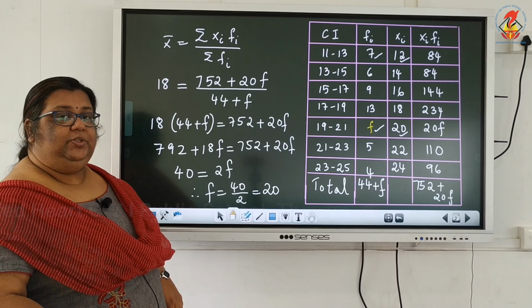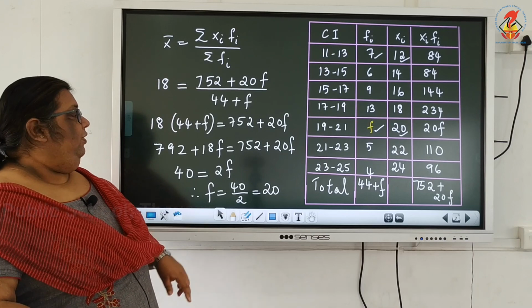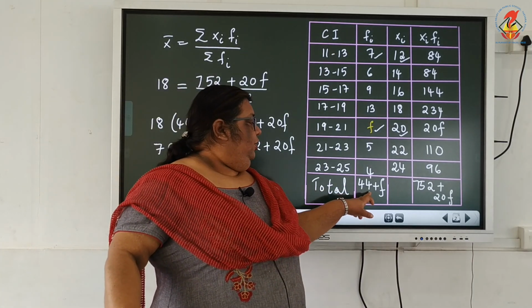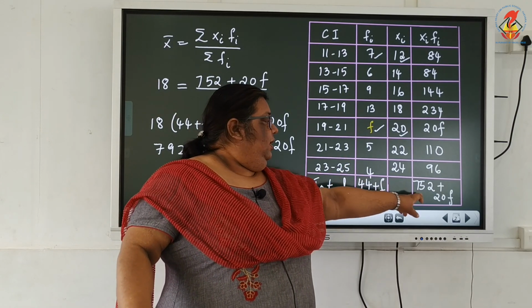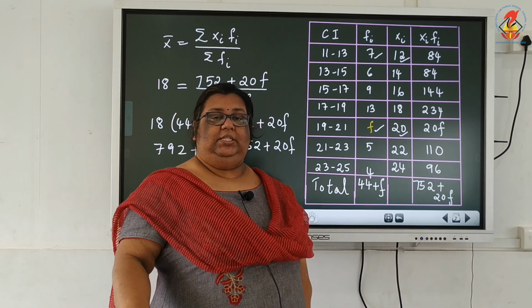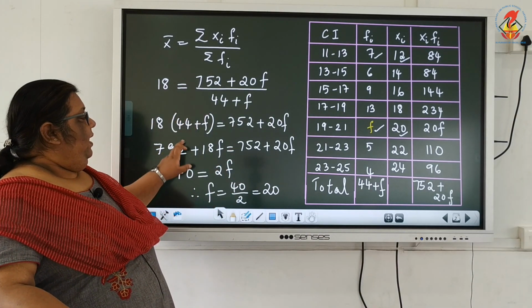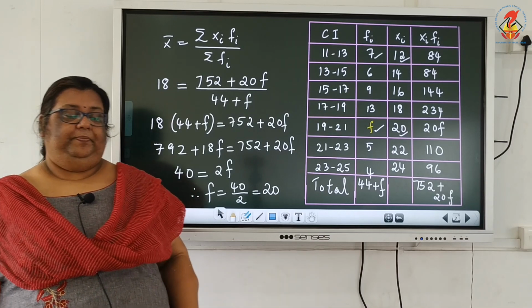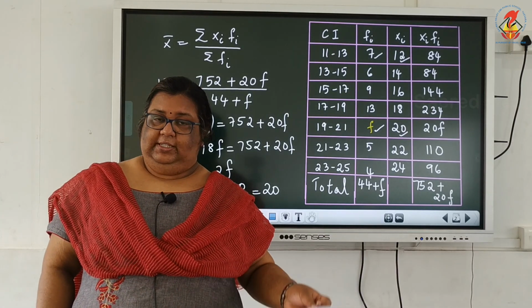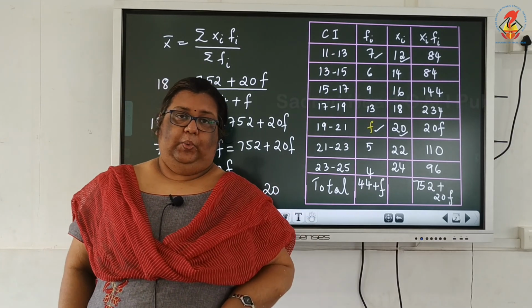I hope you understood the question. Our usual method itself, the only difference here is we don't get the total frequency as a single number. Here we got 44 plus f. Here we got 752 plus 20f. Substitute in the formula, cross multiply, simplify, and you will get the answer. Please do it by yourself. Calculations and all, do it in the working column.